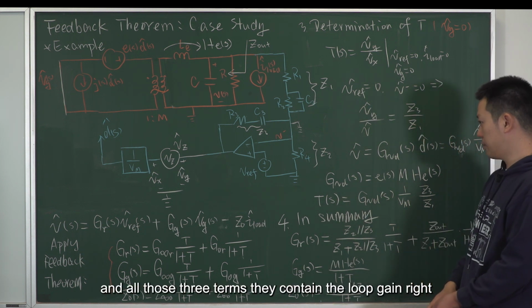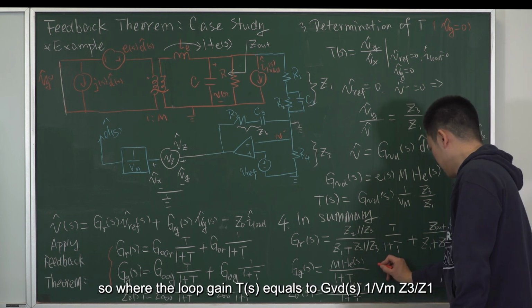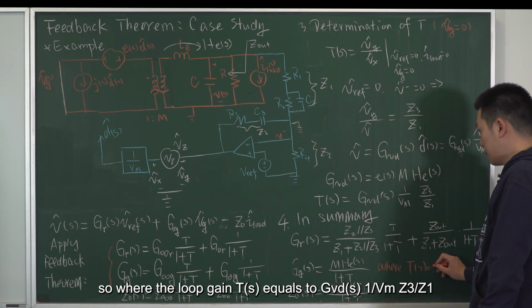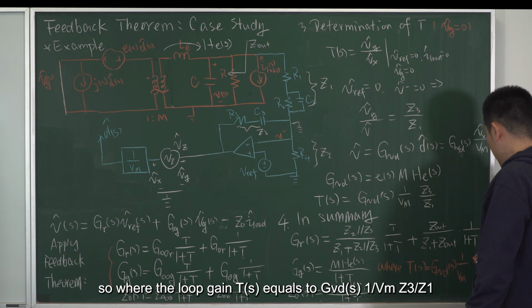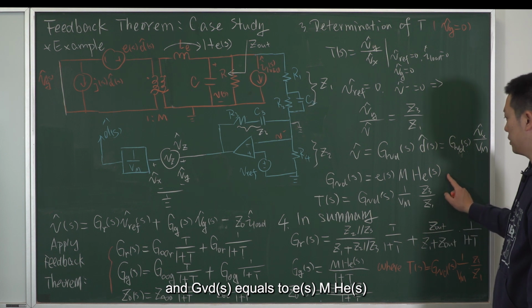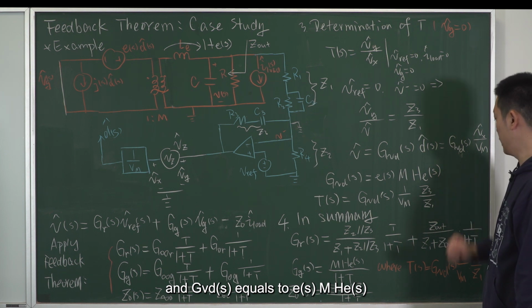And all those 3 terms, they contain the loop gain, right? So where the loop gain T equals to GVD as 1 over Vm times Z3 over Z1. And GVD equals to Es times M times HES.